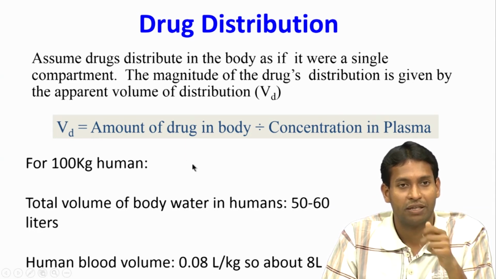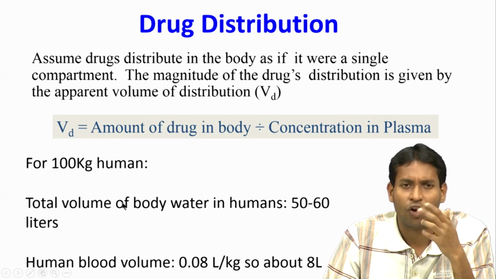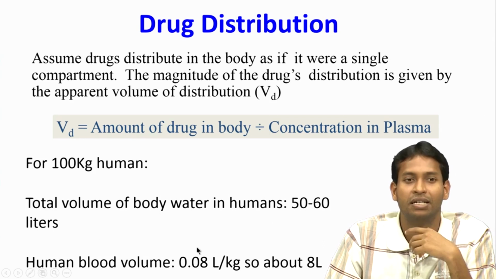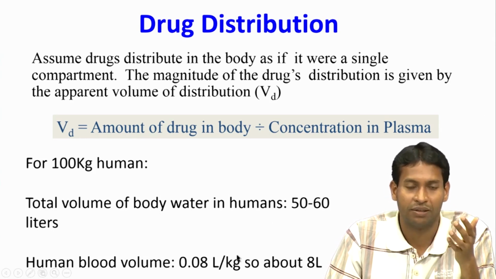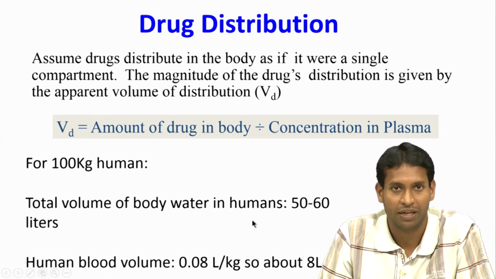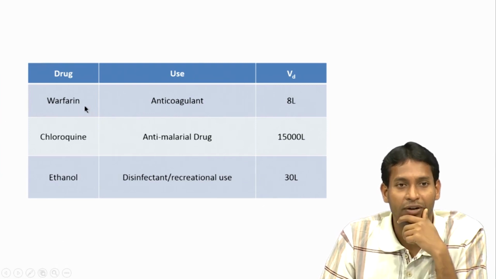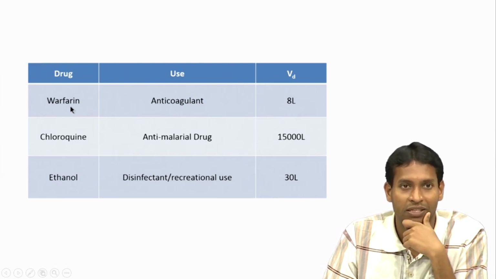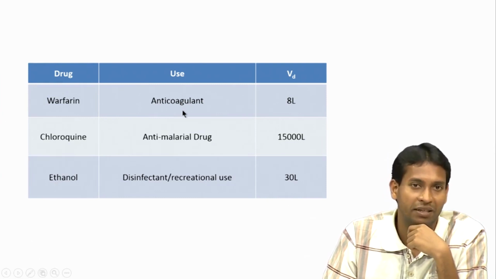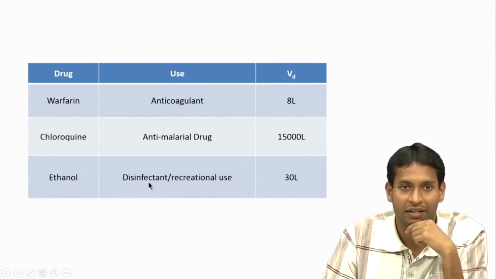So, let us do a quick exercise. Say for a 100 kg human, the total volume of water in the body is about 50 to 60 liters, and the total blood is about 8 liters. Let us do a quick example. I have these 3 drugs, with actual values: warfarin, chloroquine and ethanol. I have listed the uses here: one is an anticoagulant, another is an anti-malaria drug, and another is a disinfectant.